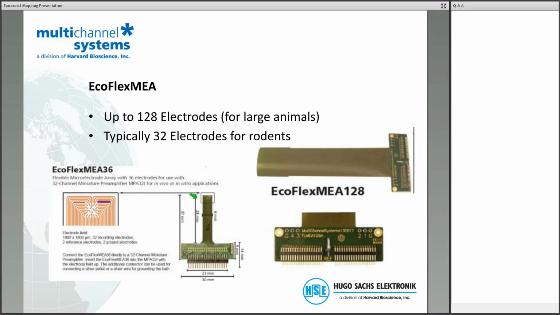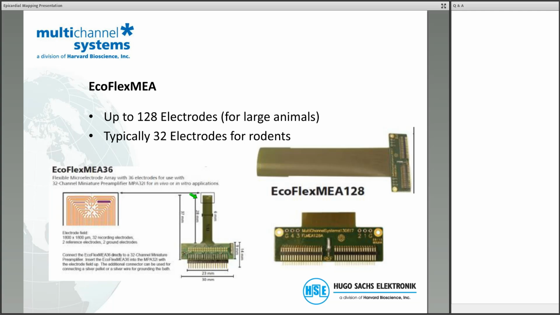We have customers working with two of those arrays on the surface of a mouse heart. It's very easy to use those on the larger rodents like rats or guinea pigs, where you can even do a local mapping on the atrium or on the ventricle and very nicely see local areas. You will see some examples later on.